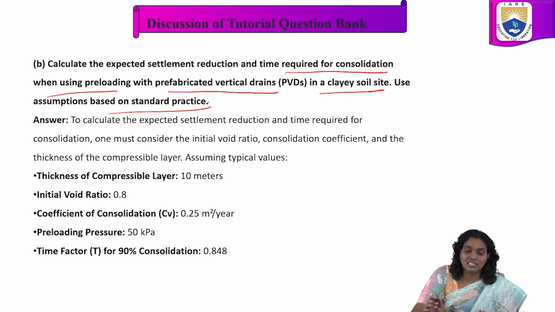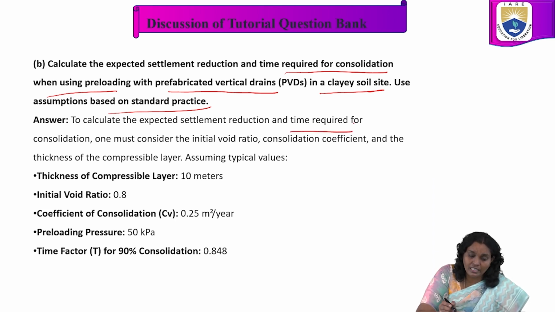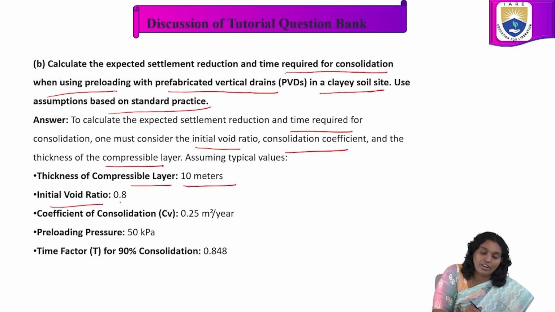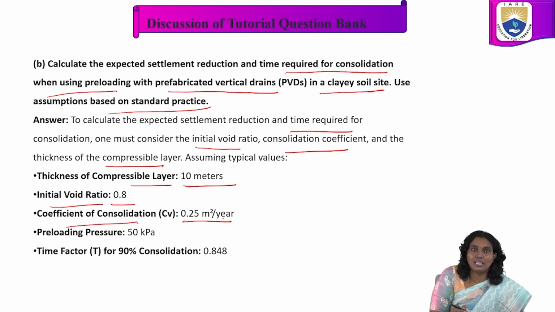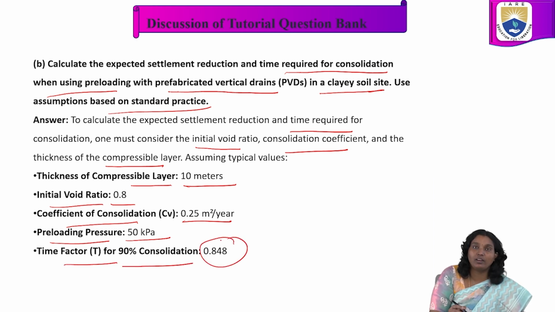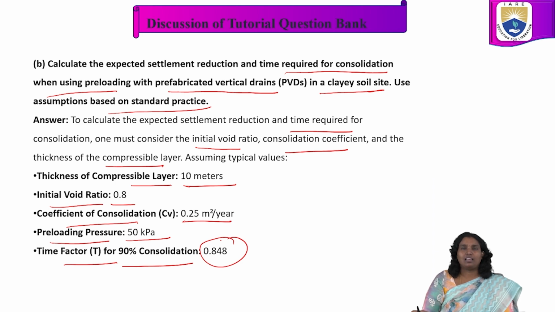So, to calculate the settlement reduction and time required for consolidation, one must consider the initial void ratio, coefficient of consolidation, and the thickness of the compressible layer. Assuming typical values: thickness of the compressible layer is 10 meters, initial void ratio is 0.8, coefficient of consolidation is 0.28 meters per year, pre-loading pressure is 50 kPa, and time factor for 90% consolidation is equal to 0.848. These are the data.